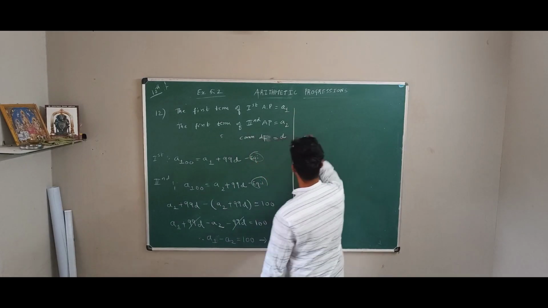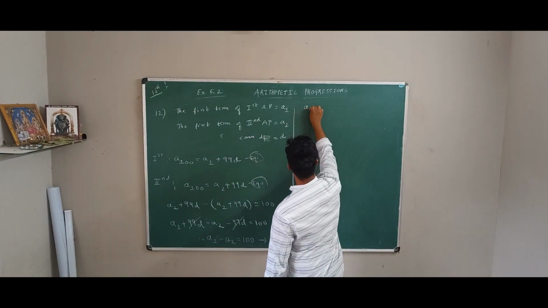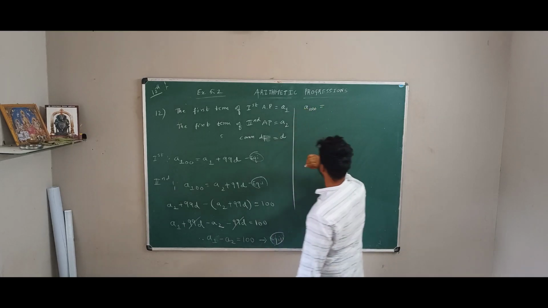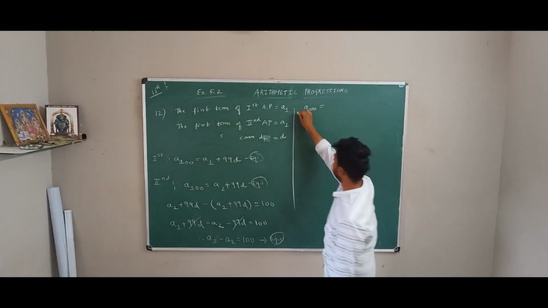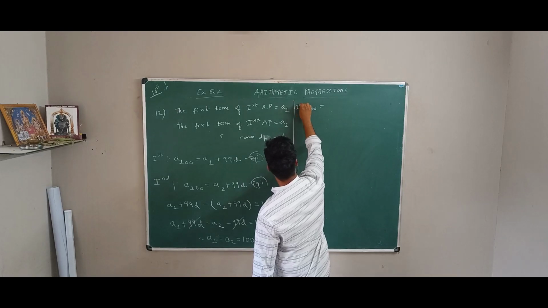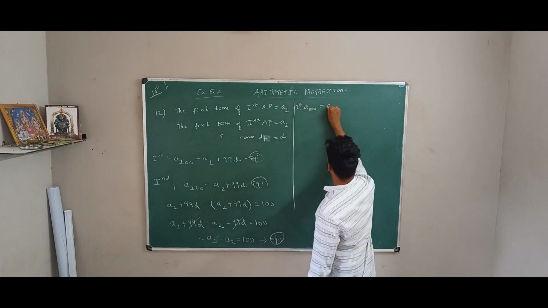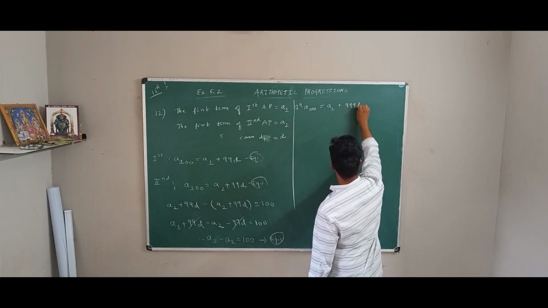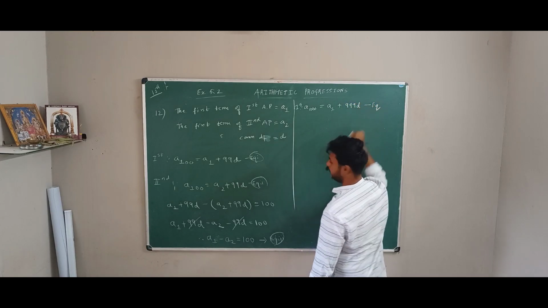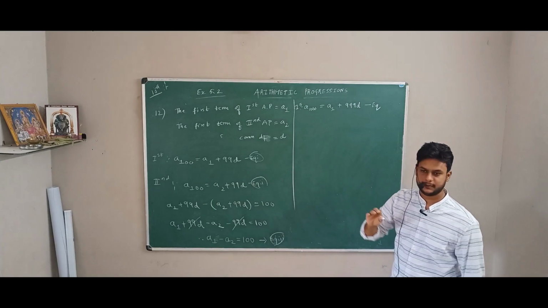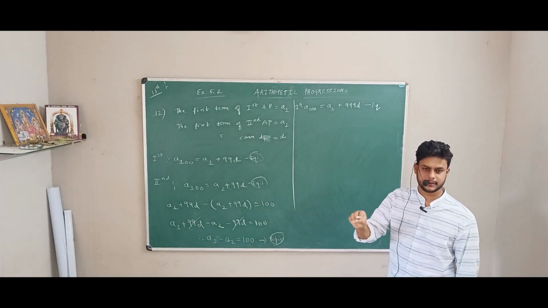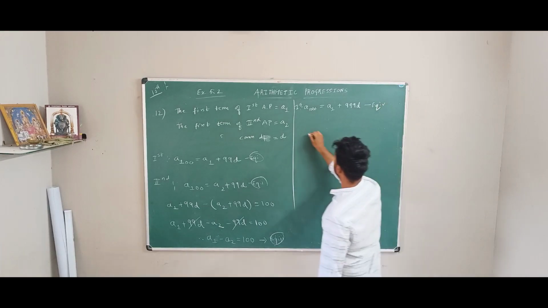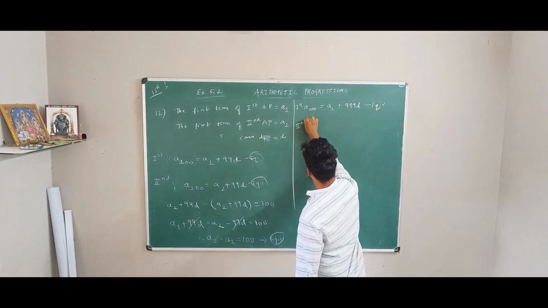Now what he's asking me is to find the 1000th term of the first AP. How will I write the 1000th term of the first AP? Very good. A1 plus 999D. Not simple logic, don't get confused. Very, very easy. Simple logic is there. If you understand the simple logic, we'll do the sum. Okay, equation 4.